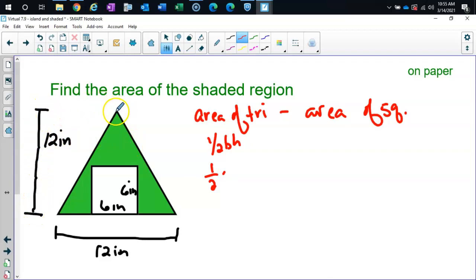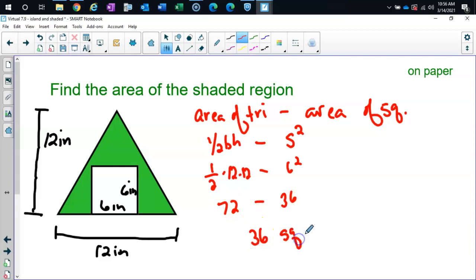This measurement out here shows us from the top of this triangle all the way down to the bottom. That is the height. This is the base. So 1/2 times 12 times 12 is 72. So I found the area of my triangle minus the area of the square. How do I know this is a square? Well, they're showing us that it's 6 by 6. So our formula is side squared. 6 squared is 36. 72 minus 36 is 36 square inches. Guys, do not forget your labels.